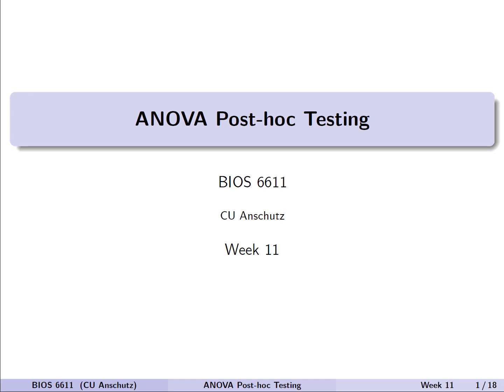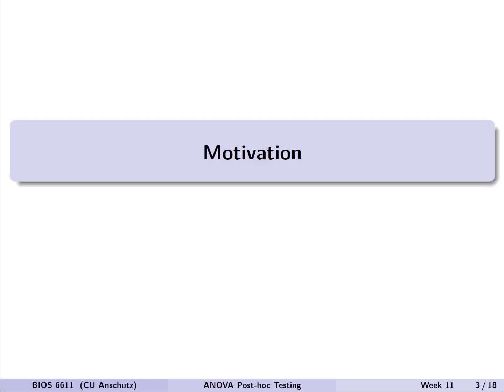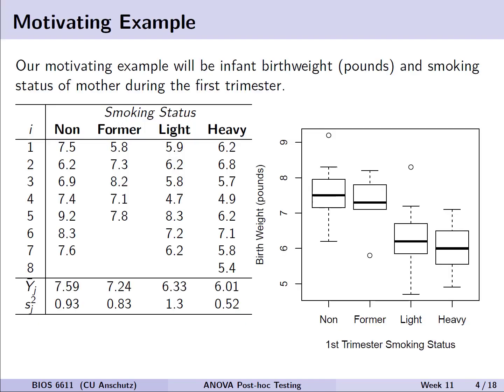In this lecture, we will discuss post-hoc testing after we've conducted our one-way ANOVA test. We'll first introduce our motivating example again just to keep it fresh in our minds, and discuss two broad camps or ways we might approach it, with a couple of methods for no formal correction for multiple comparisons, or trying to account for the fact that we are doing multiple comparisons with our post-hoc tests. So again, let's start with that motivation.